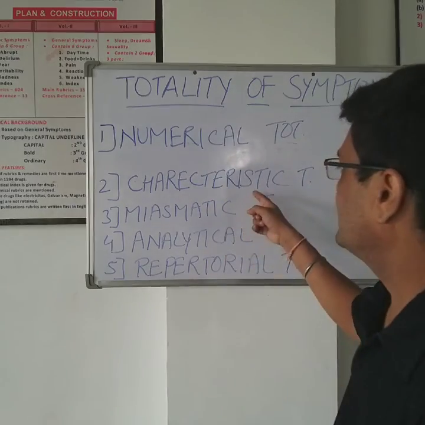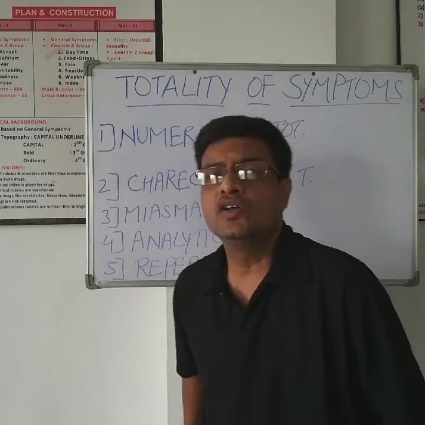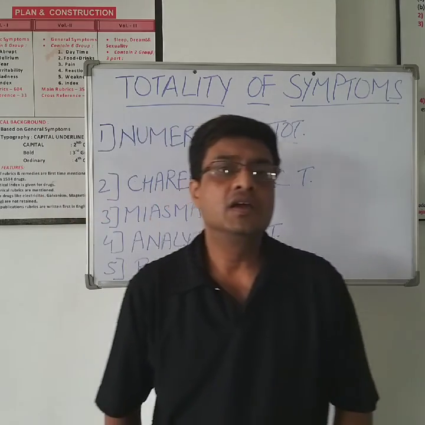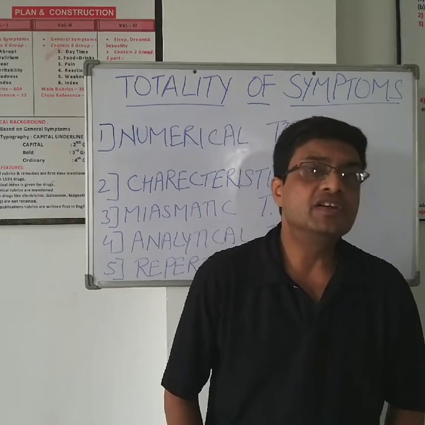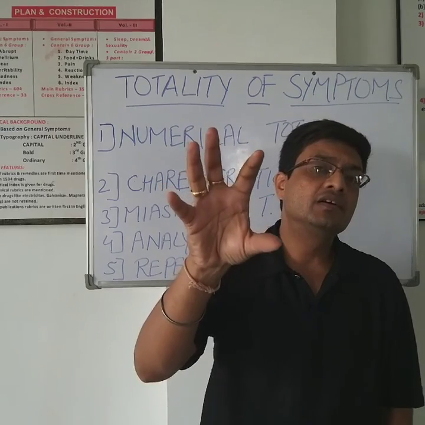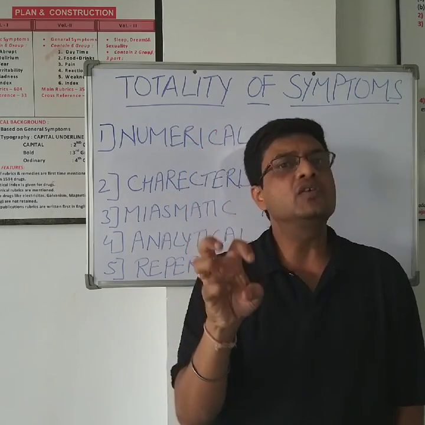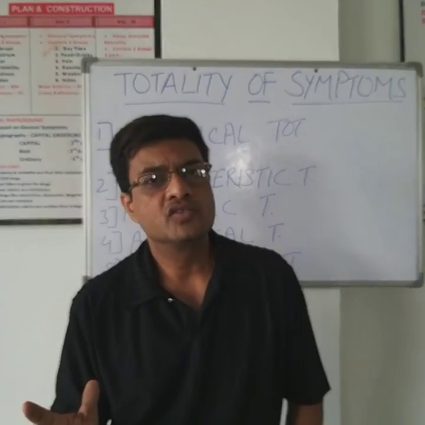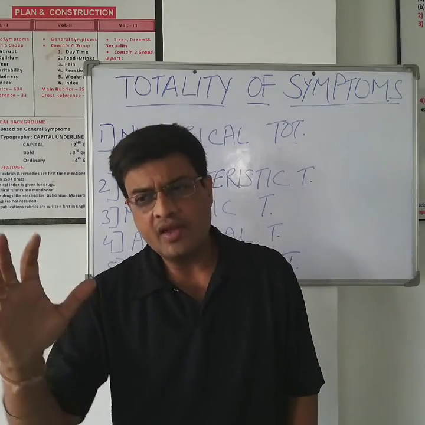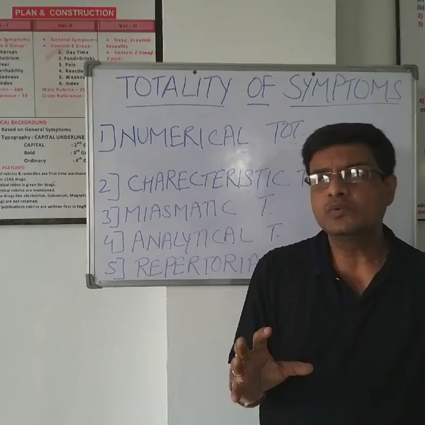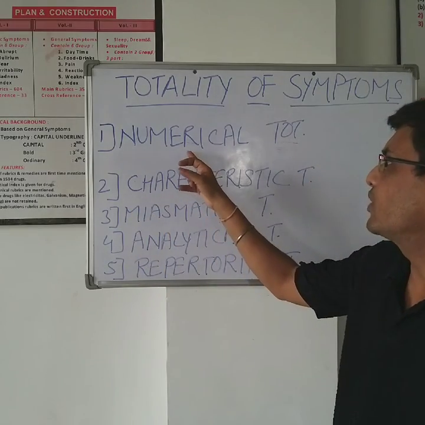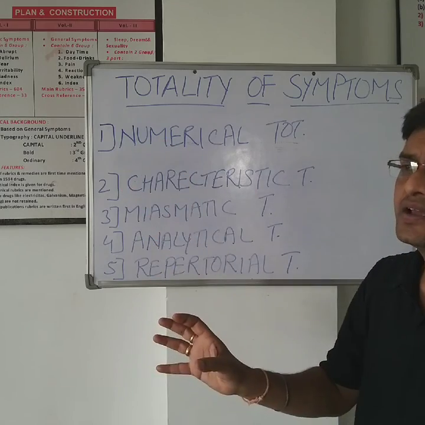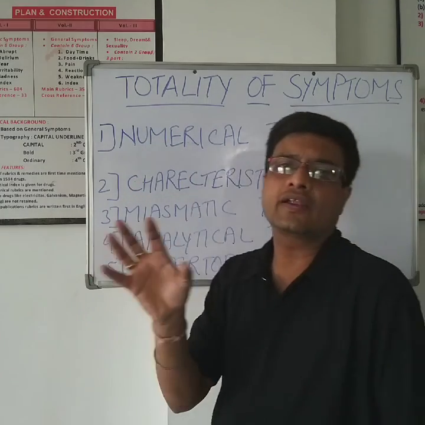Next is characteristic totality. Characteristic totality means only characteristic symptoms out of that numerical totality is the characteristic totality. So what we did, we have taken all the characteristic symptoms from the total numerical totality and we have listed, and that becomes the characteristic totality.